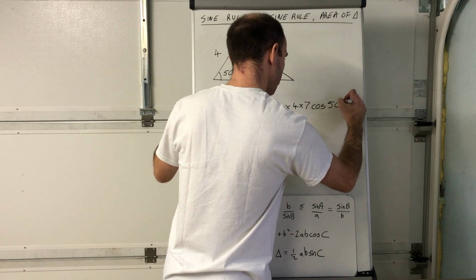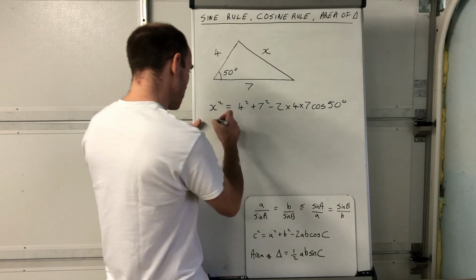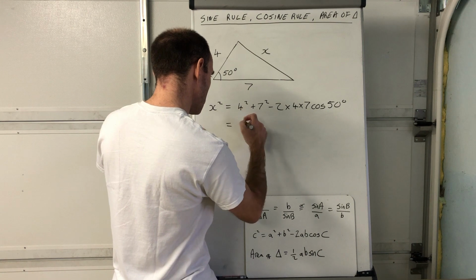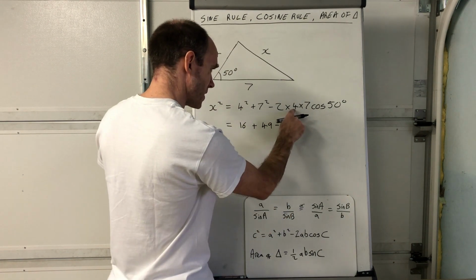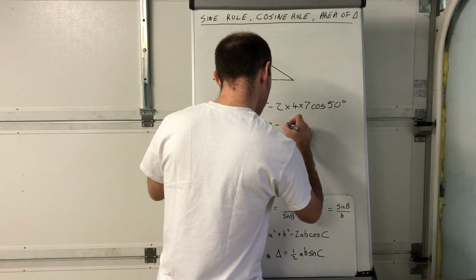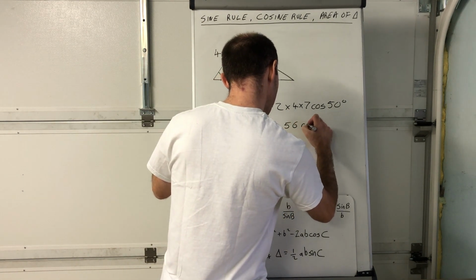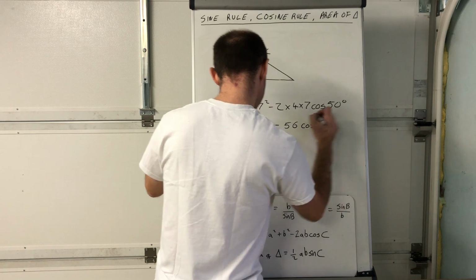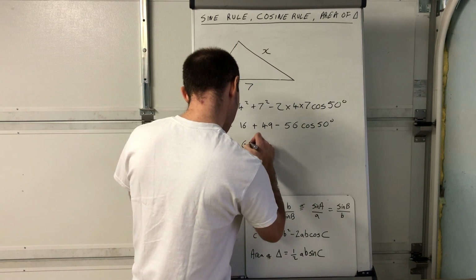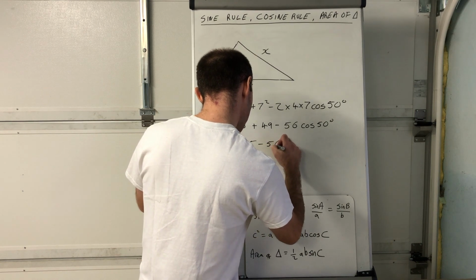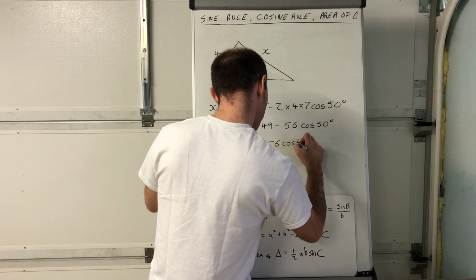And then that is it, okay? You can simplify it a little bit, so let's just do that. So you've got 16 plus 49, subtract, what's that going to be, 28 times 2, that's 56, cosine 50 degrees. Okay, let's simplify it a little bit more. 49 and 16 is 65, and then subtract 56 cosine 50 degrees.